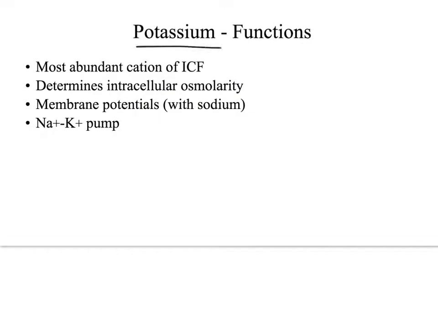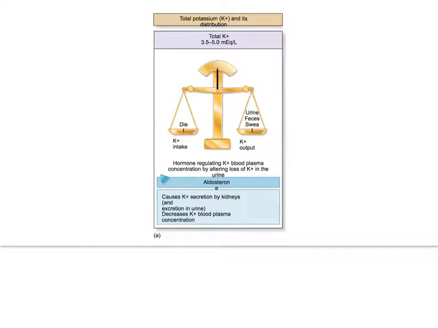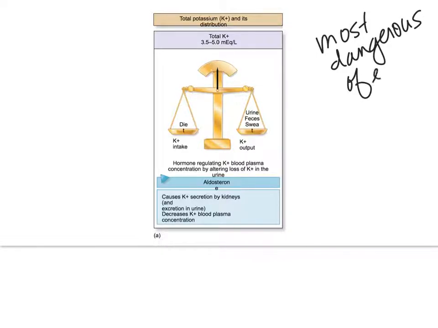Now potassium. Remember potassium is K. It's the most abundant cation of the intracellular fluid, so it's what's inside. It determines intracellular osmolarity. It's important with the membrane potentials, and it's another important component of the sodium-potassium pump. Now potassium homeostasis. Potassium is one of the trickiest ones because it's the most dangerous of electrolytes. It's the one that can kill you.